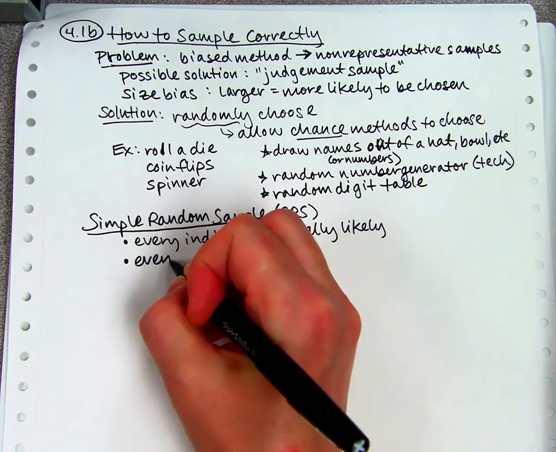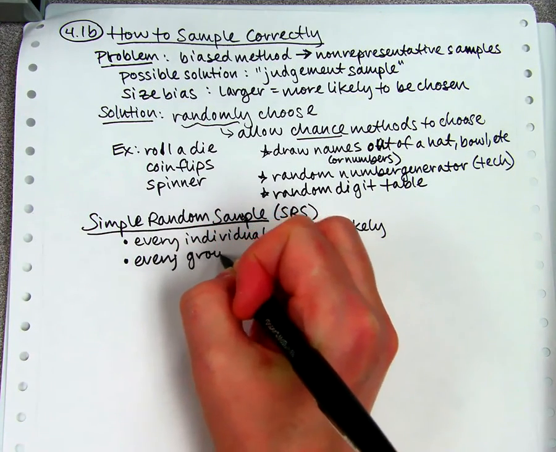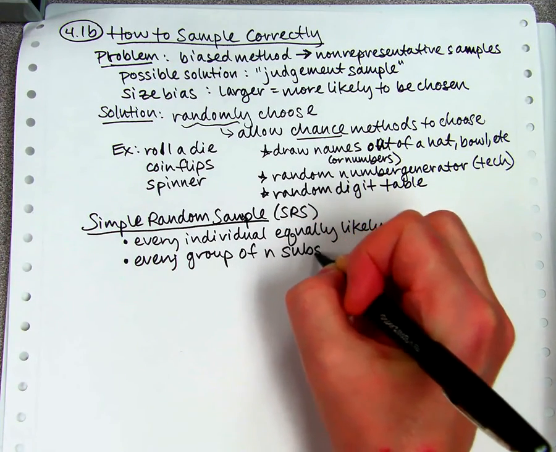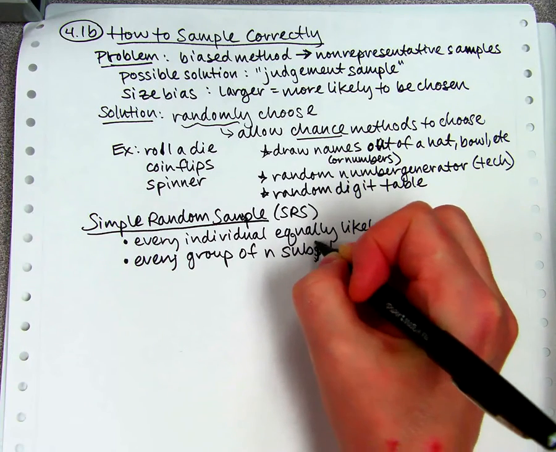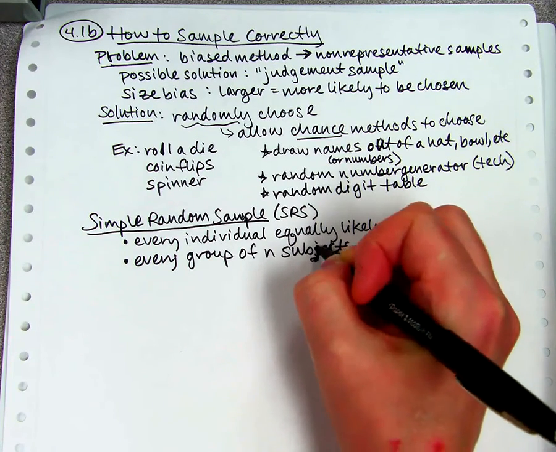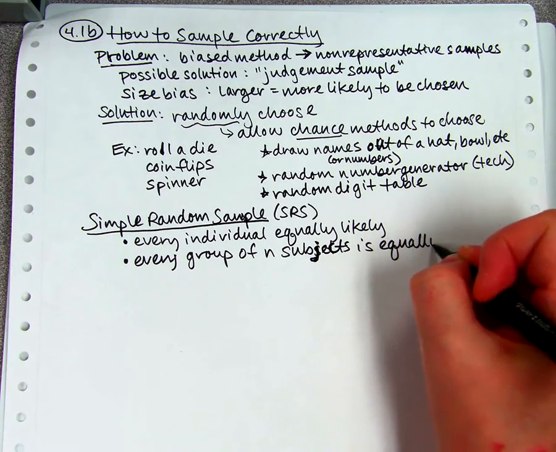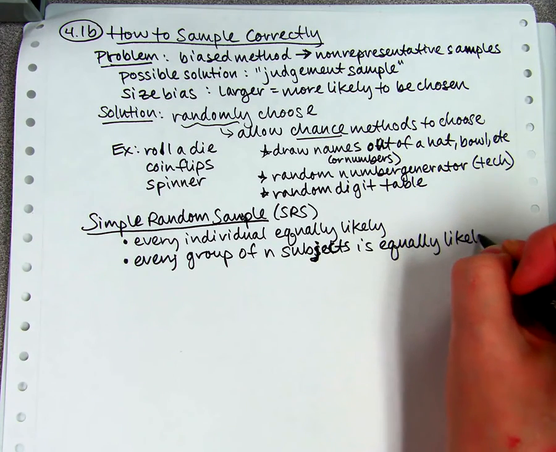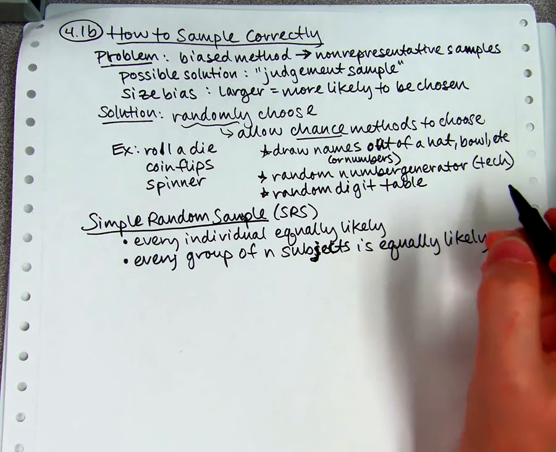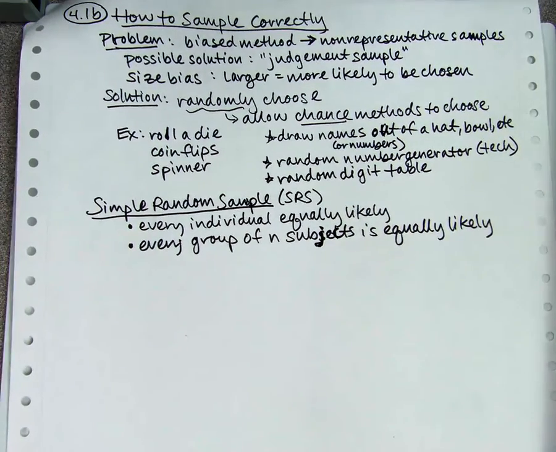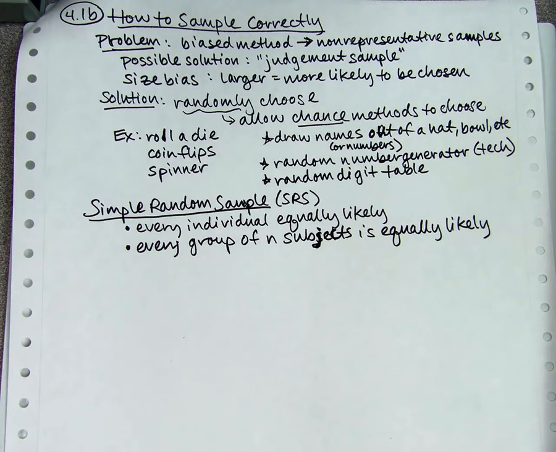So every group of, I'm going to say n subjects, because usually our sample size is n, is equally likely. Now that is something we don't always want to be true. Maybe I might want to make sure that my sample doesn't include all of these people together, and that will be a different type if I was doing that. So for today, we're going to say every possible group is equally likely and every individual is equally likely. And that's the simplest kind. We'll learn the other kinds next week.